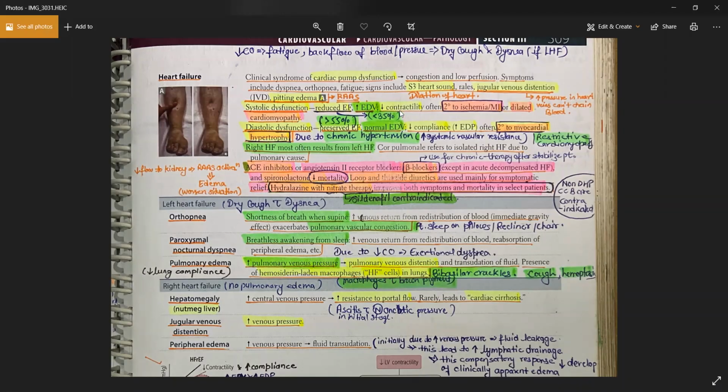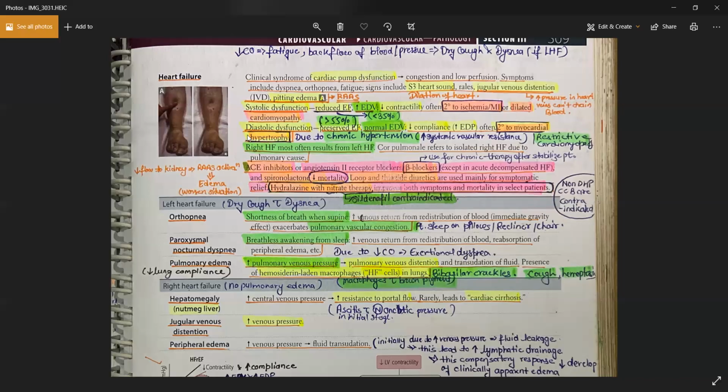Contractility is decreased. It can happen secondary to ischemia, like we have discussed. In case of an MI, the patient will lose a certain part of the muscle tissue, and as a result, because of the fibrosis and all these things, the patient can have a heart failure. In case of a dilated cardiomyopathy, you can have a systolic dysfunction, right?